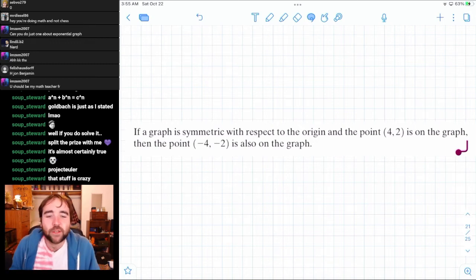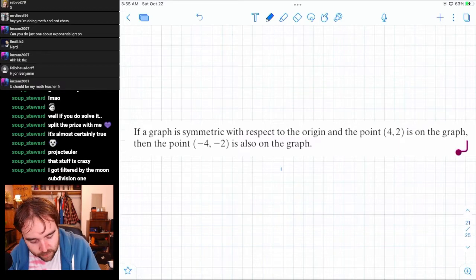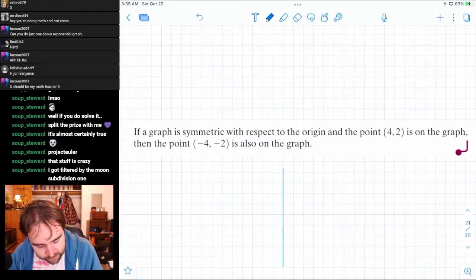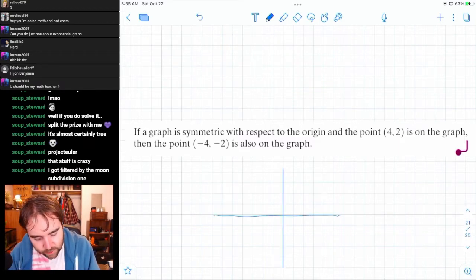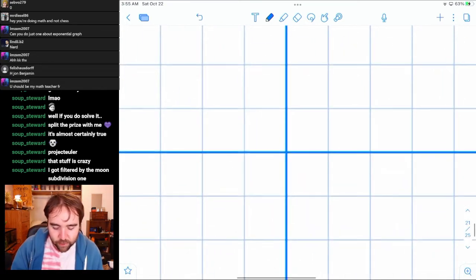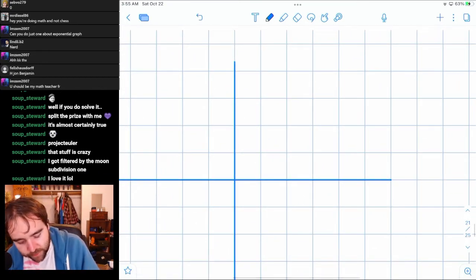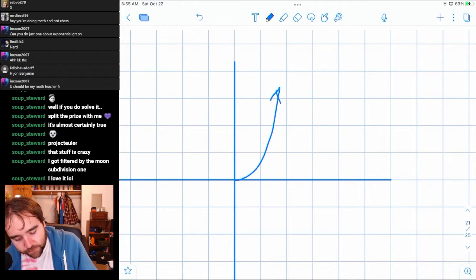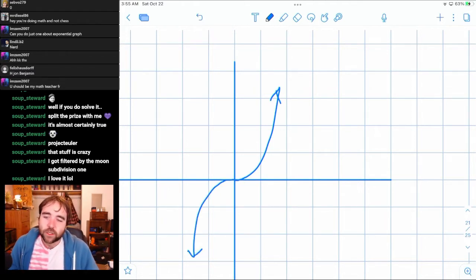So if a graph is symmetric about the origin, that's the one that's the most unfamiliar. Symmetric about the x-axis and symmetric about the y-axis pretty much make sense. But symmetric about the origin, what does that mean? Well, first off, I think you get a feel of it. This is what symmetric around the origin looks like. An x cubed graph is symmetric about the origin.